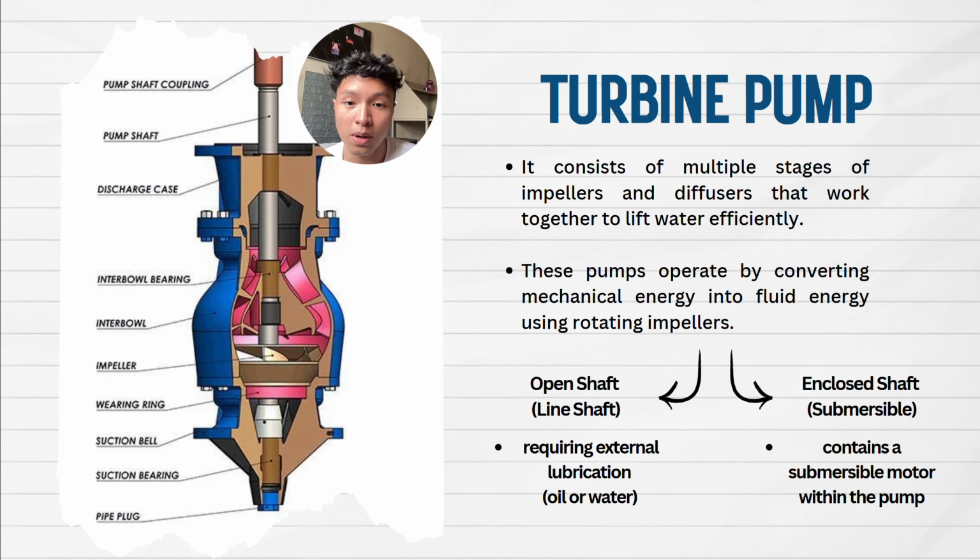There are two types of turbine pumps. The first one is the open line shaft, or we call it the line shaft turbine pump, that uses a shaft and bearing assembly requiring external lubrication such as oil or water, and secondly, the enclosed shaft or submersible turbine pump that contains a submersible motor within the pump for deep applications.